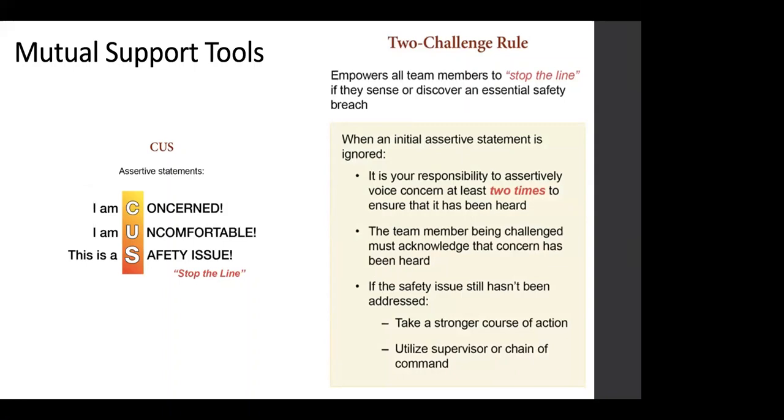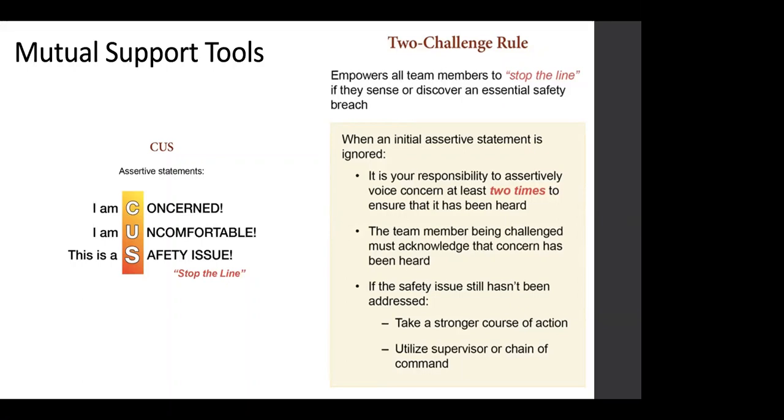"Look, I'm worried about this patient. I'm concerned, I'm uncomfortable, and it's probably not safe." So that's what we call the CUS word, C-U-S: I'm concerned, I'm uncomfortable, it's a safety issue here. And the two challenge model is that the second time she gives a chance. If the person on the other side is still not listening, then you have to escalate the situation to the higher up. This is a very important aspect of patient safety and team communication, and the CUS and the two challenge rule can easily be incorporated.